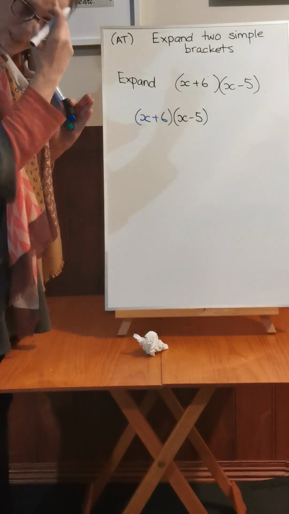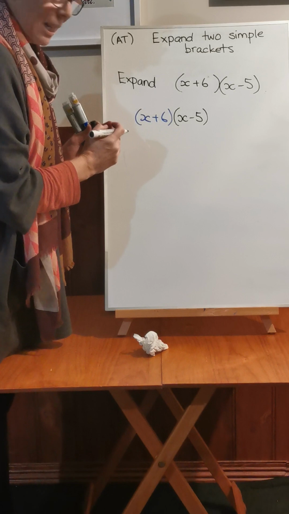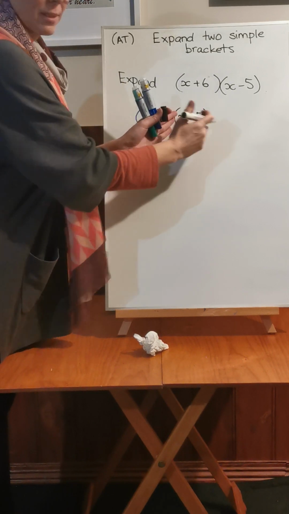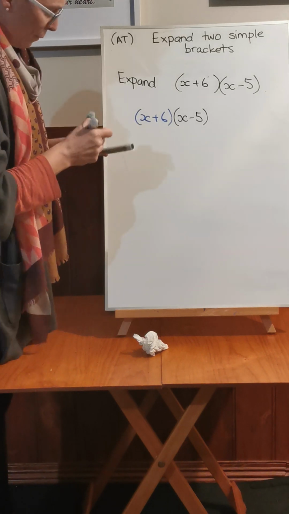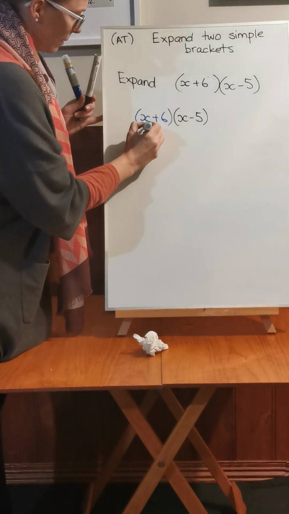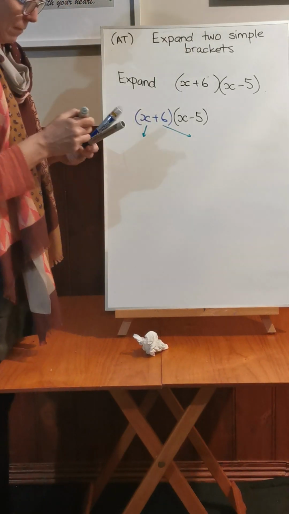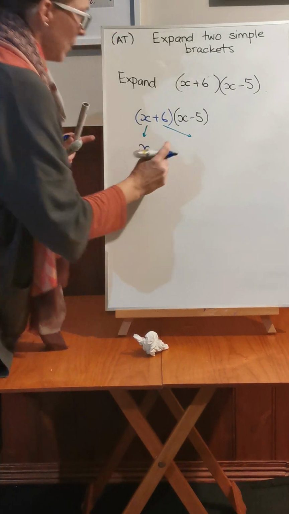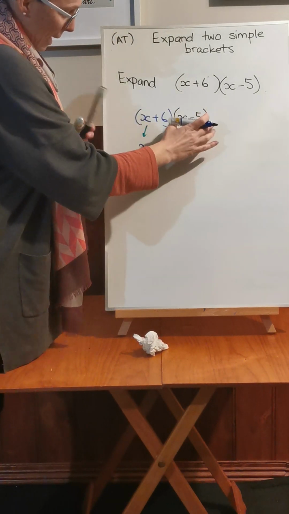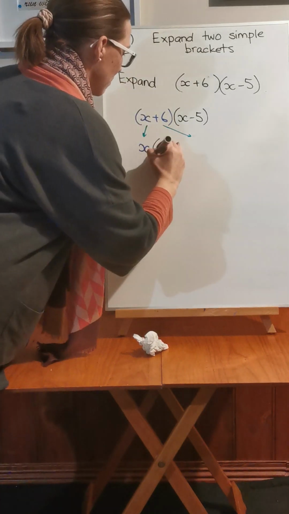So the first thing I need to think about is that every term in the first bracket must multiply every term in the second bracket. So I break up my first bracket into two pieces. Okay, so I'm going to break part of it here and then I'm going to move some of it over there. So I'm going to start with my x and I'm going to multiply that by everything in the black bracket. So x minus 5.